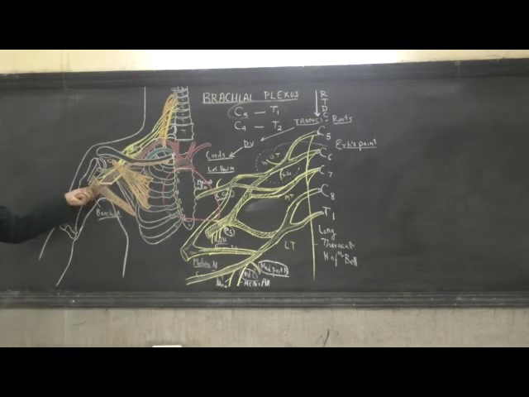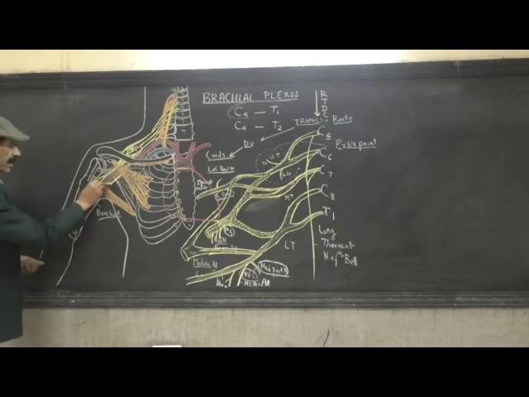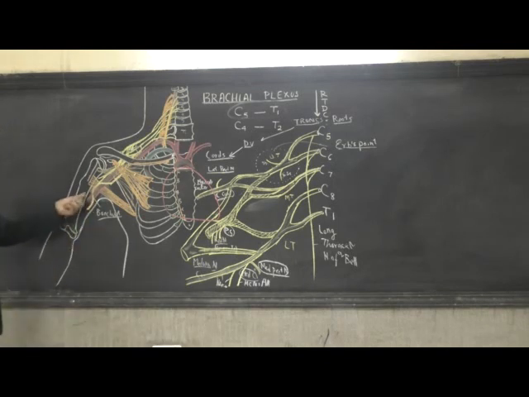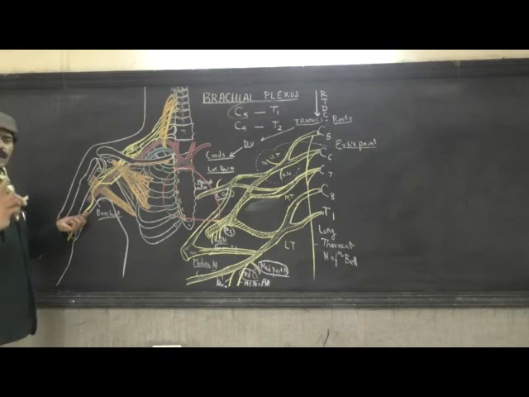So the median nerve is lateral to the brachial artery, and at the insertion of the coracobrachialis muscle, the median nerve crosses from lateral to medial side. So the median nerve crosses here. First, at its formation, it is lateral to the artery. But at the insertion of the coracobrachialis muscle, the nerve crosses in front of the brachial artery and becomes medial. Then it will remain medial in the cubital fossa. Here is the crossing. You have to remember about the median nerve crossing.